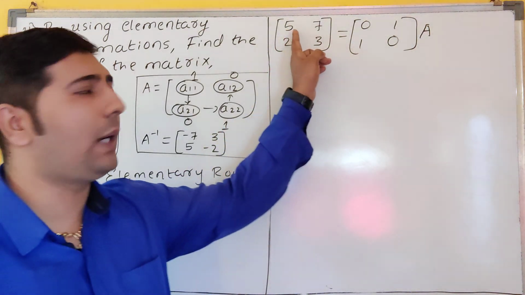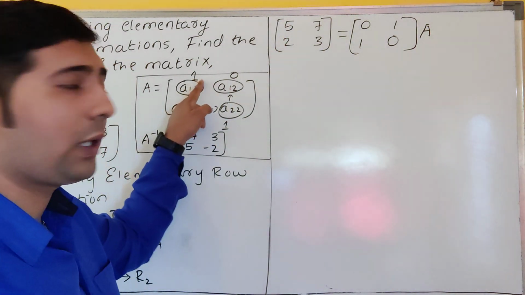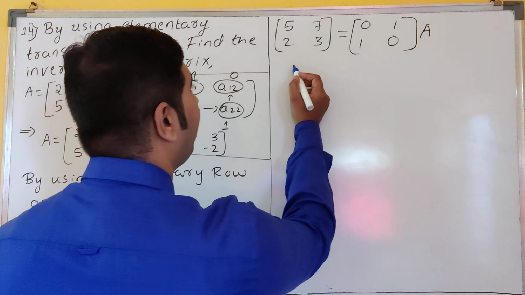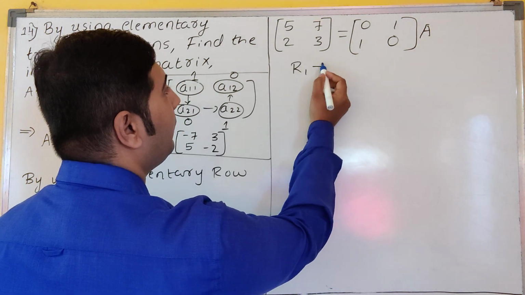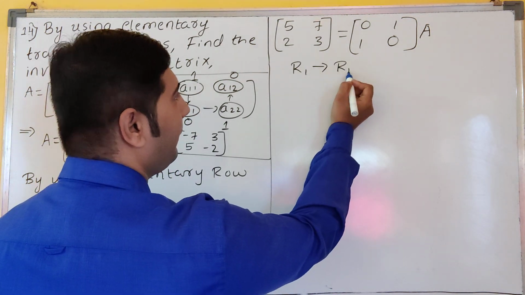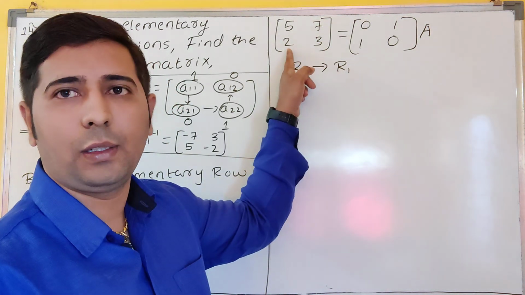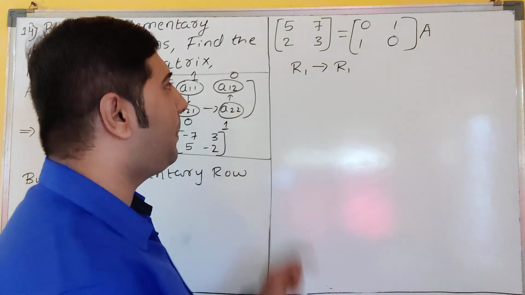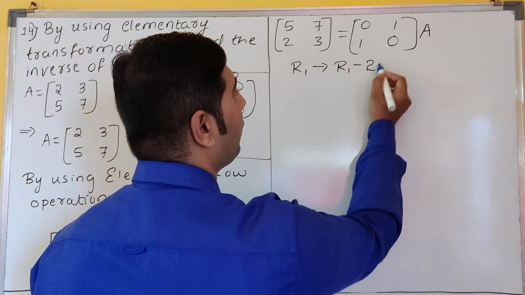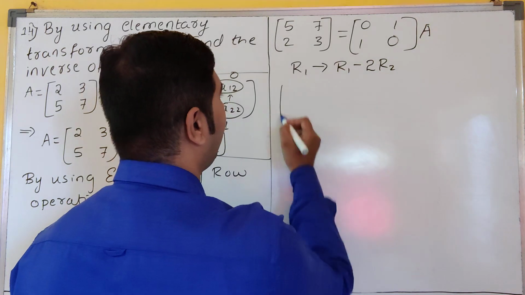So I have to bring here 1 now. According to the shortcut, I have to bring here 1. So now see, you are going to change R1 now. R1 is how much? 5. R2 is how much? 2. So if I multiply minus 2 into R2, how much will you get, you see?